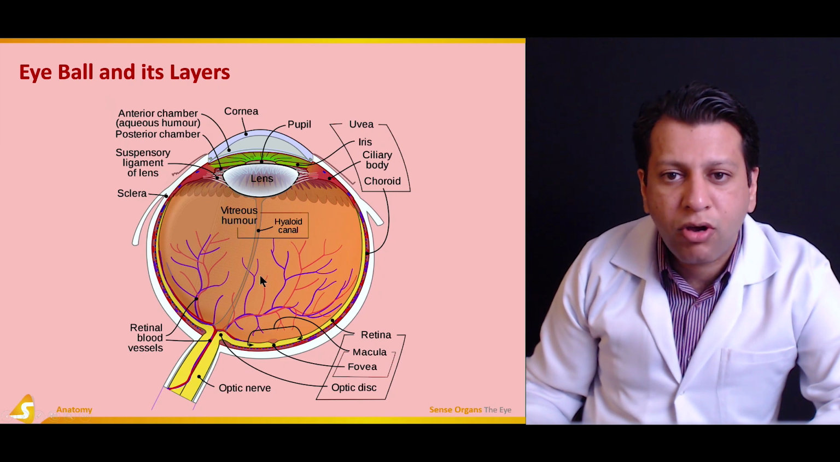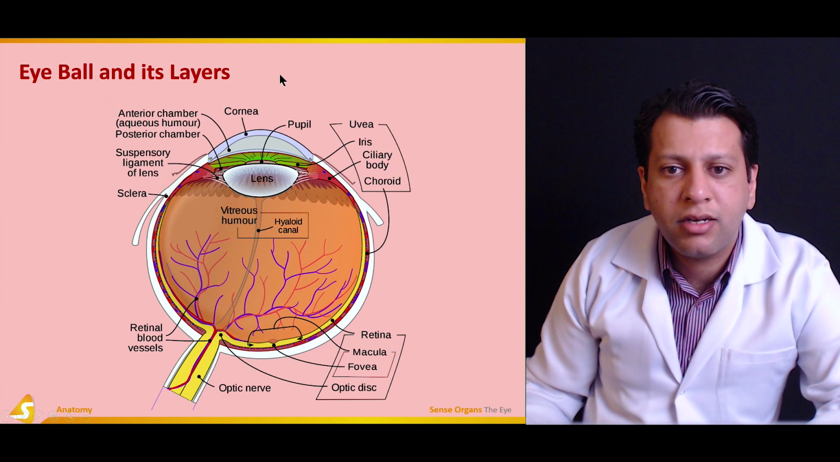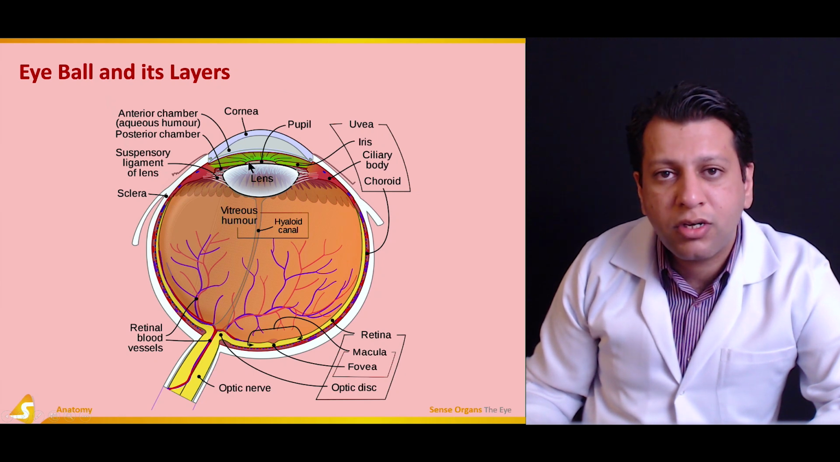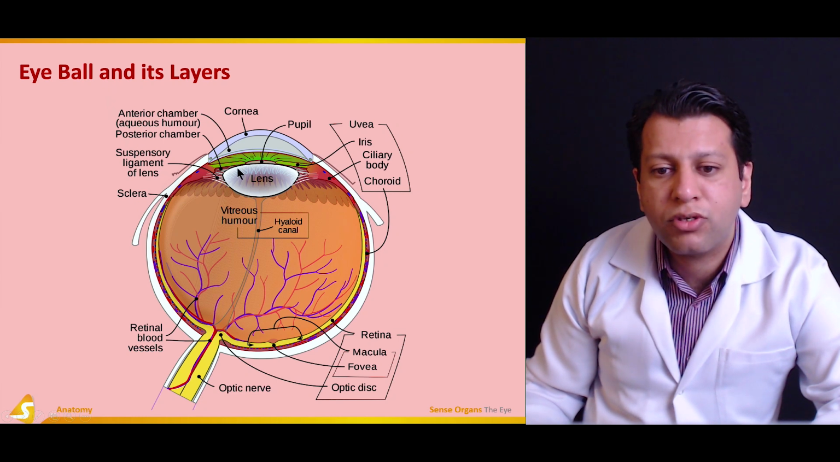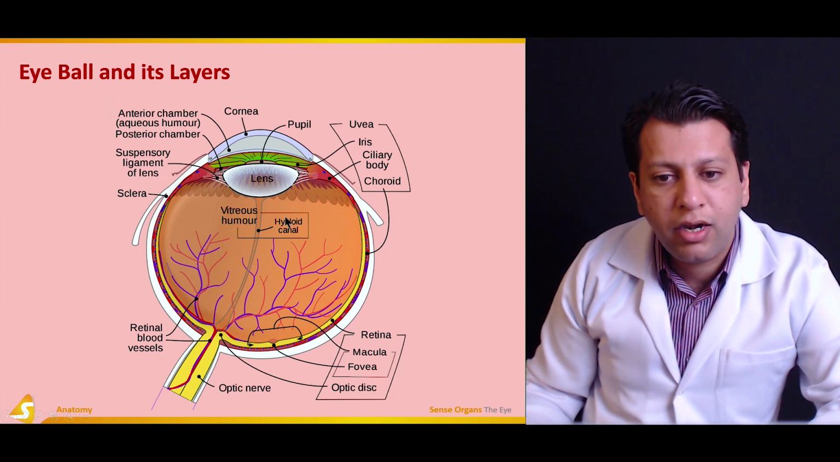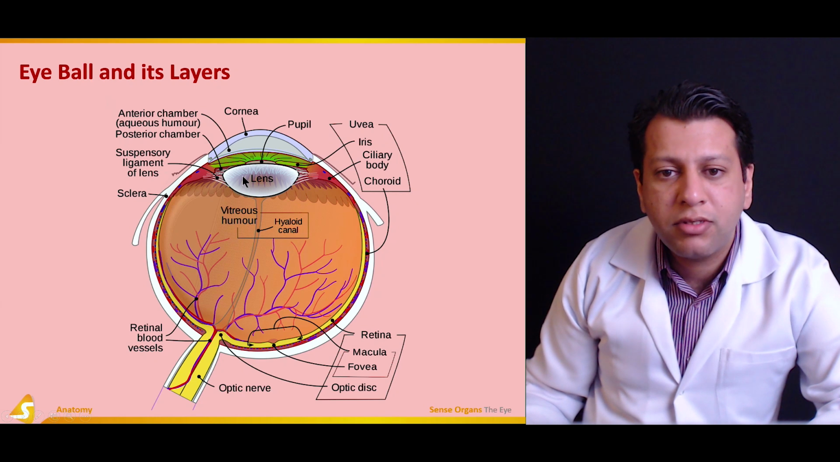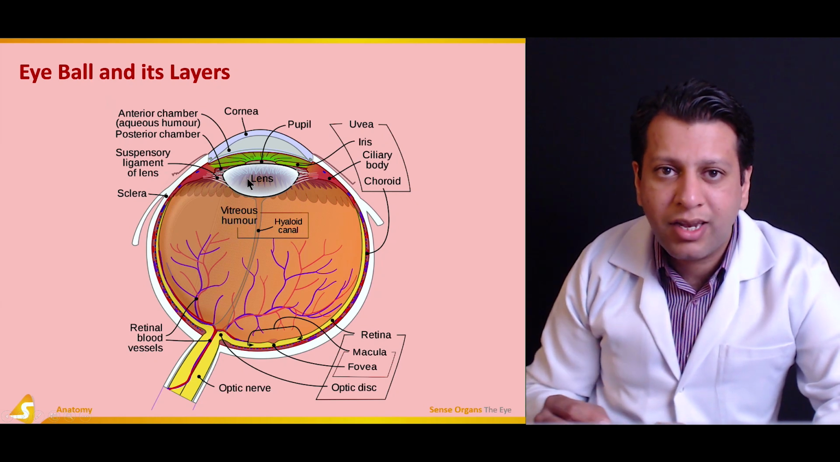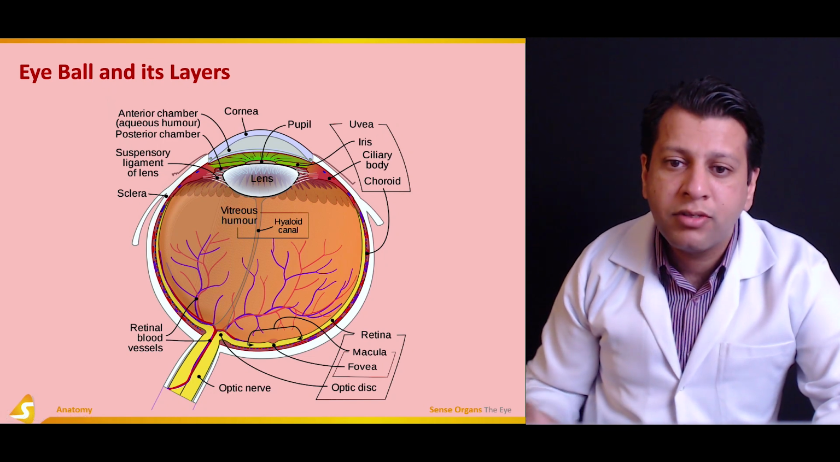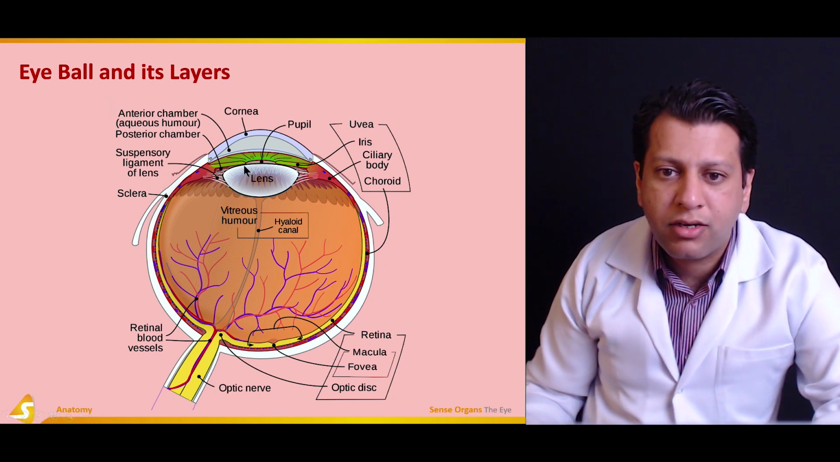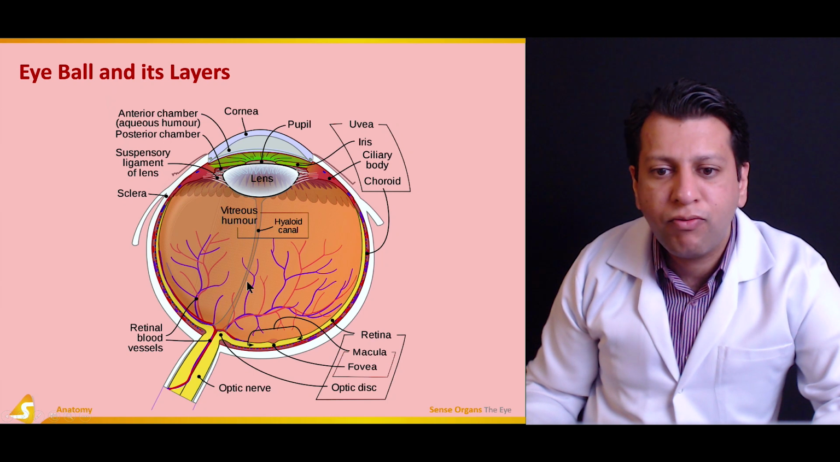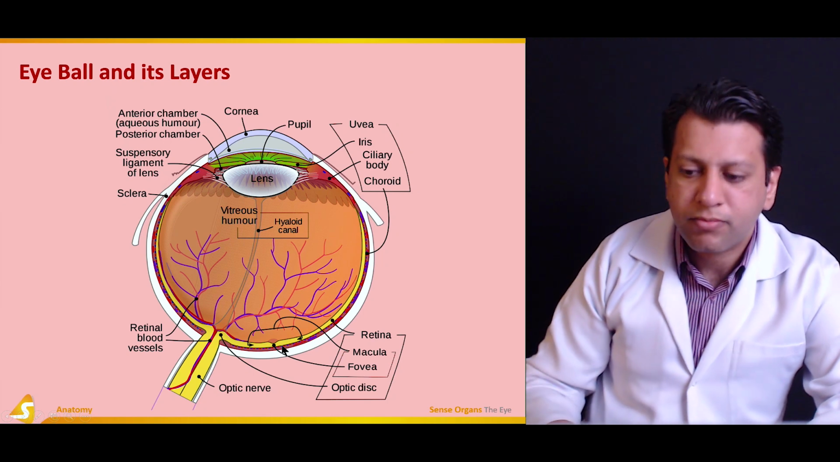But if the object is way too far away, usually the light rays will be converging. So the lens does not need to become more convex for them to focus on the macula or retina. What actually happens is the suspensory ligaments become tight, they elongate the lens, and it becomes flatter, so the light rays are focused on the retina.